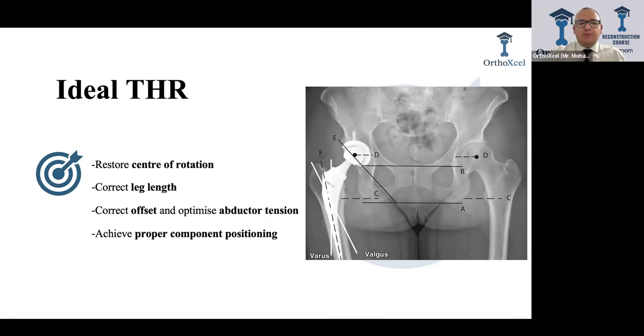So a proper component position will allow your hip to live longer and reduce the risk of overloading or point loading, reduce the risk of wear, reduce the risk of failure.